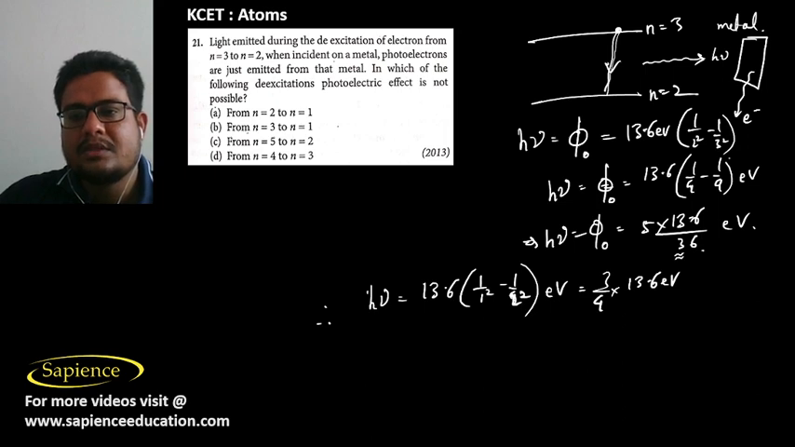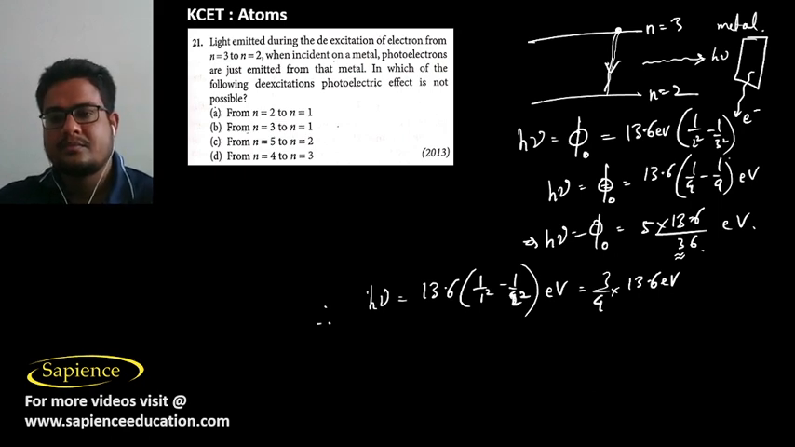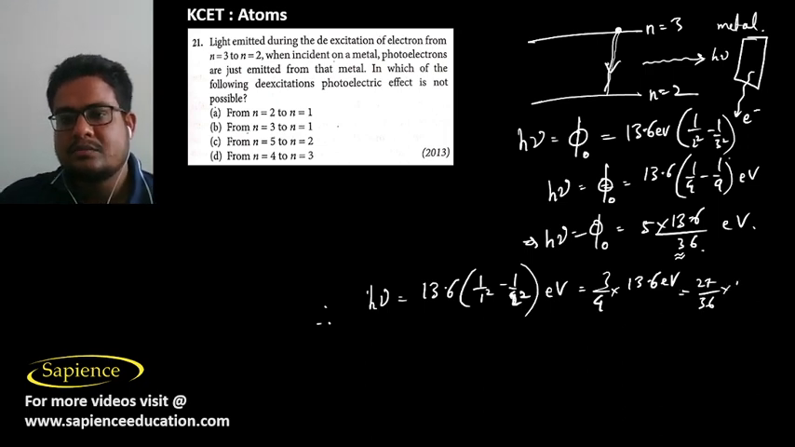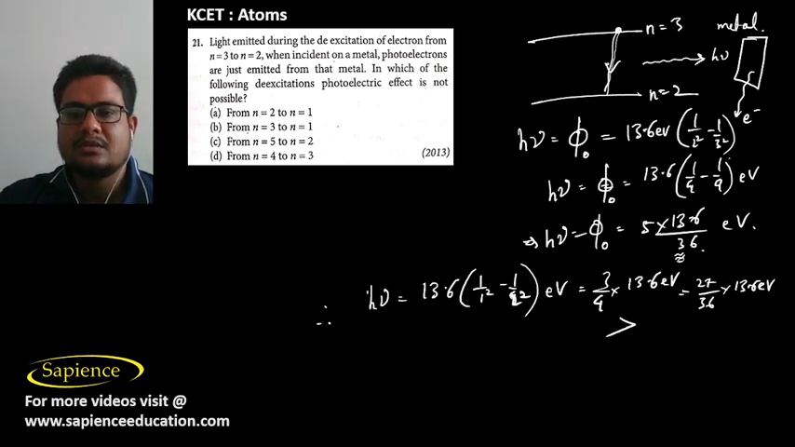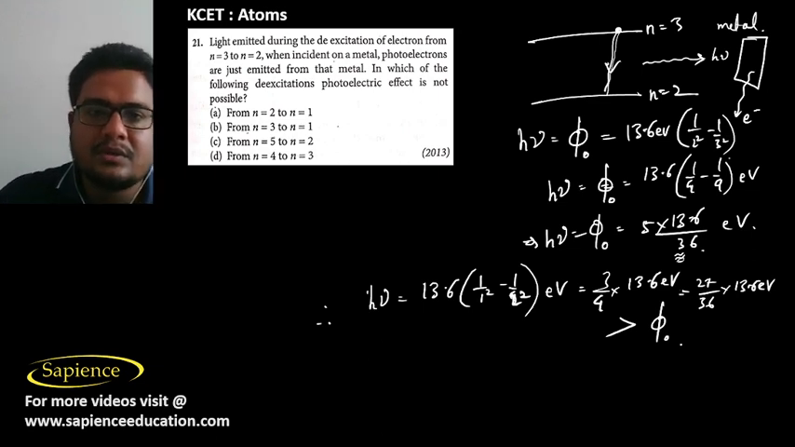The work function is 5 by 36 into 13.6 electron volt, so this I can write as 27 by 36 into 13.6 electron volt, which is obviously more than the work function of the metal. So here the photoelectric effect will happen.